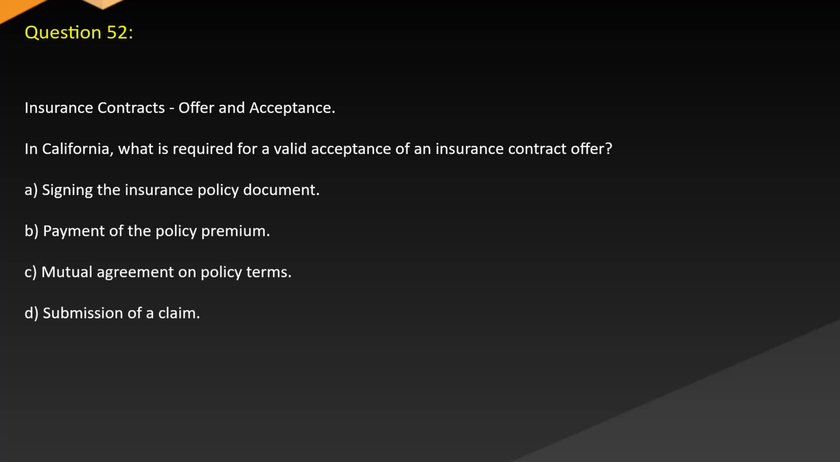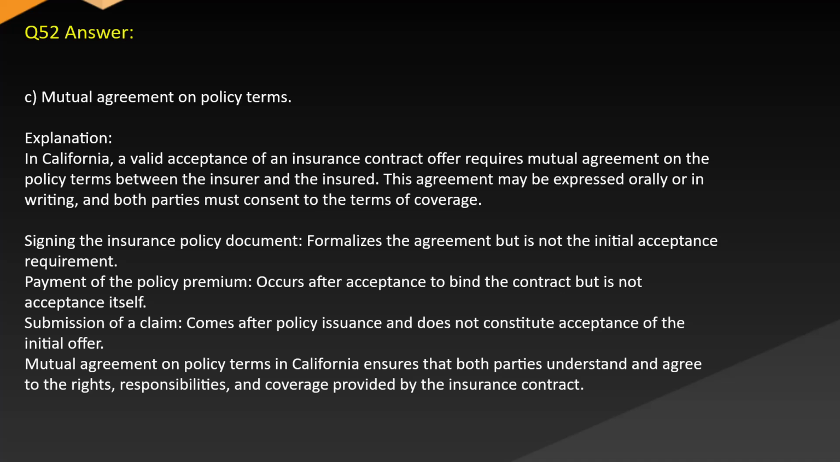Question 52. Insurance contracts. Offer and acceptance. In California, what is required for a valid acceptance of an insurance contract offer? A. Signing the insurance policy document. B. Payment of the policy premium. C. Mutual agreement on policy terms. D. Submission of a claim. Answer: C. Mutual agreement on policy terms.